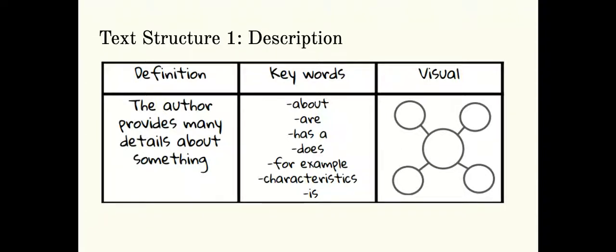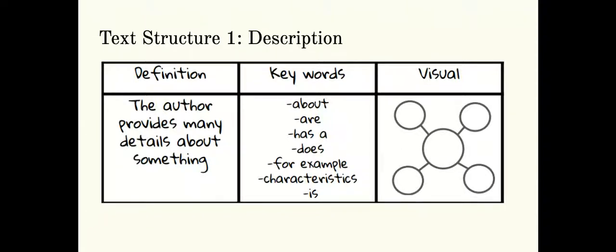Basically what the author is doing is giving lots of details about one topic. There might be multiple topics, but it could be just one as well. Some keywords you might see are about, are, has, does, for example, characteristics. Again, this is probably the most common.